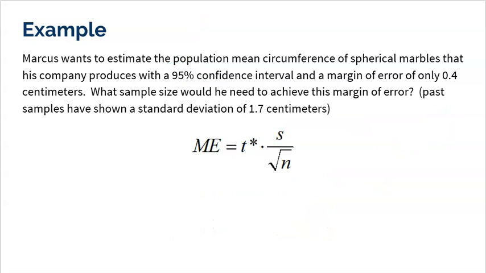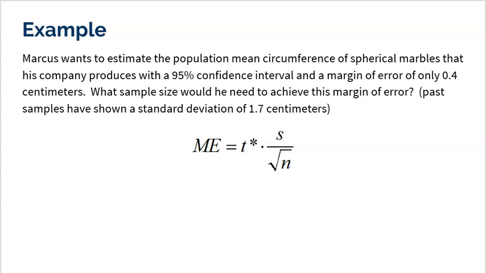All right, so here's the exact same problem with a couple changes. And I really wanted to show you an example that doesn't work out because sometimes that happens and it actually makes you see that the data doesn't always work the way you want it to. So here's another example, same problem. Marcus is trying to find the mean circumference of spherical marbles that his company makes. 95% confidence interval. This time he wants a margin of error of only 0.4 centimeters.